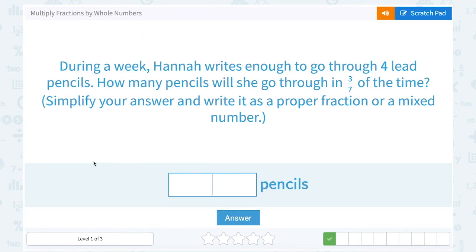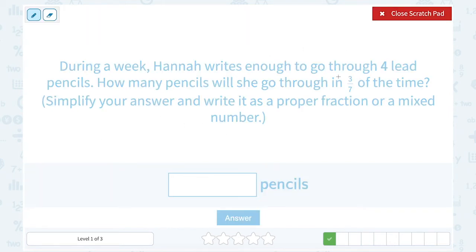Hannah writes enough to go through 4 lead pencils. How many pencils will she go through in 3/7 of the time? So another way we can write this question, if it's 3/7 of the time, then she's going to go through 3/7 of the amount of pencils. So we want to figure out what is 3/7 of 4.